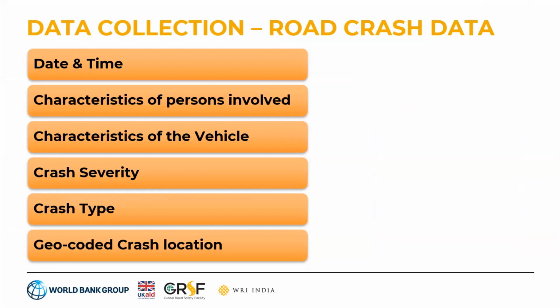So the first level is obviously the data that we want to collect for TOD, and this is the basic road crash data that most cities will have, and it is typically got from your police records. That is the date and time of the crash, the characteristics of the people involved, their age, gender, etc. Characteristics of the vehicle, crash severity, crash type, whether it was a major or minor crash, and if possible, the geocoded crash location as exact as possible, because that can really inform the science of determining black spots, which are locations of high crash risk.